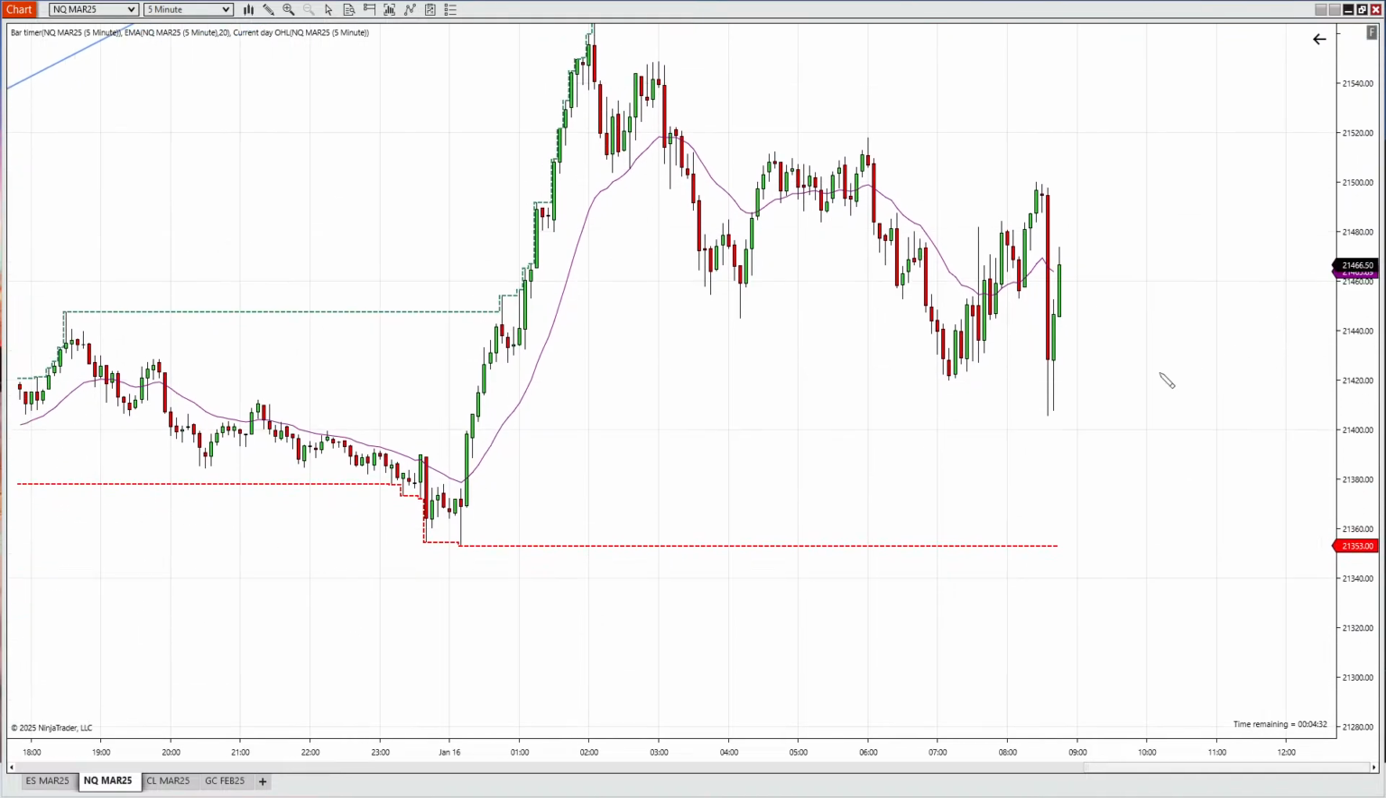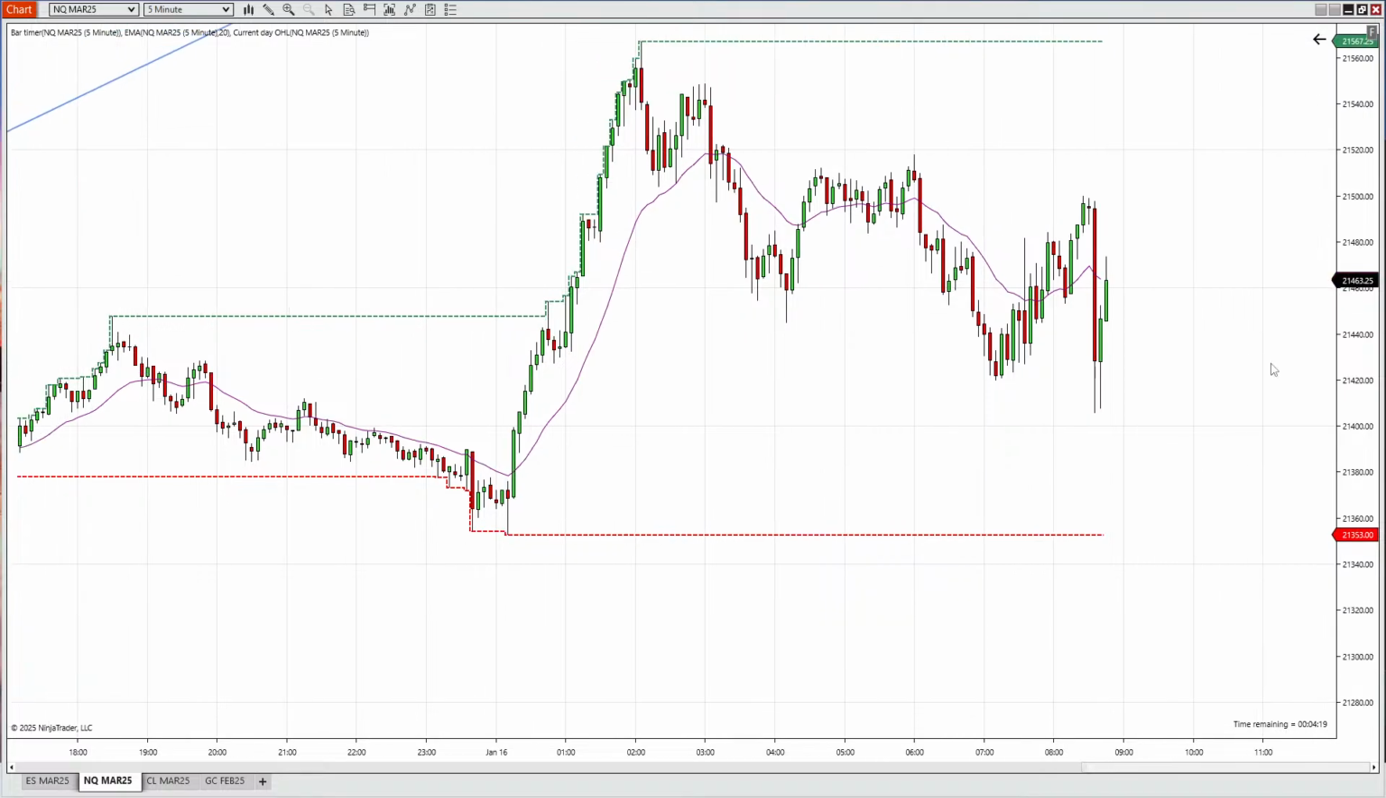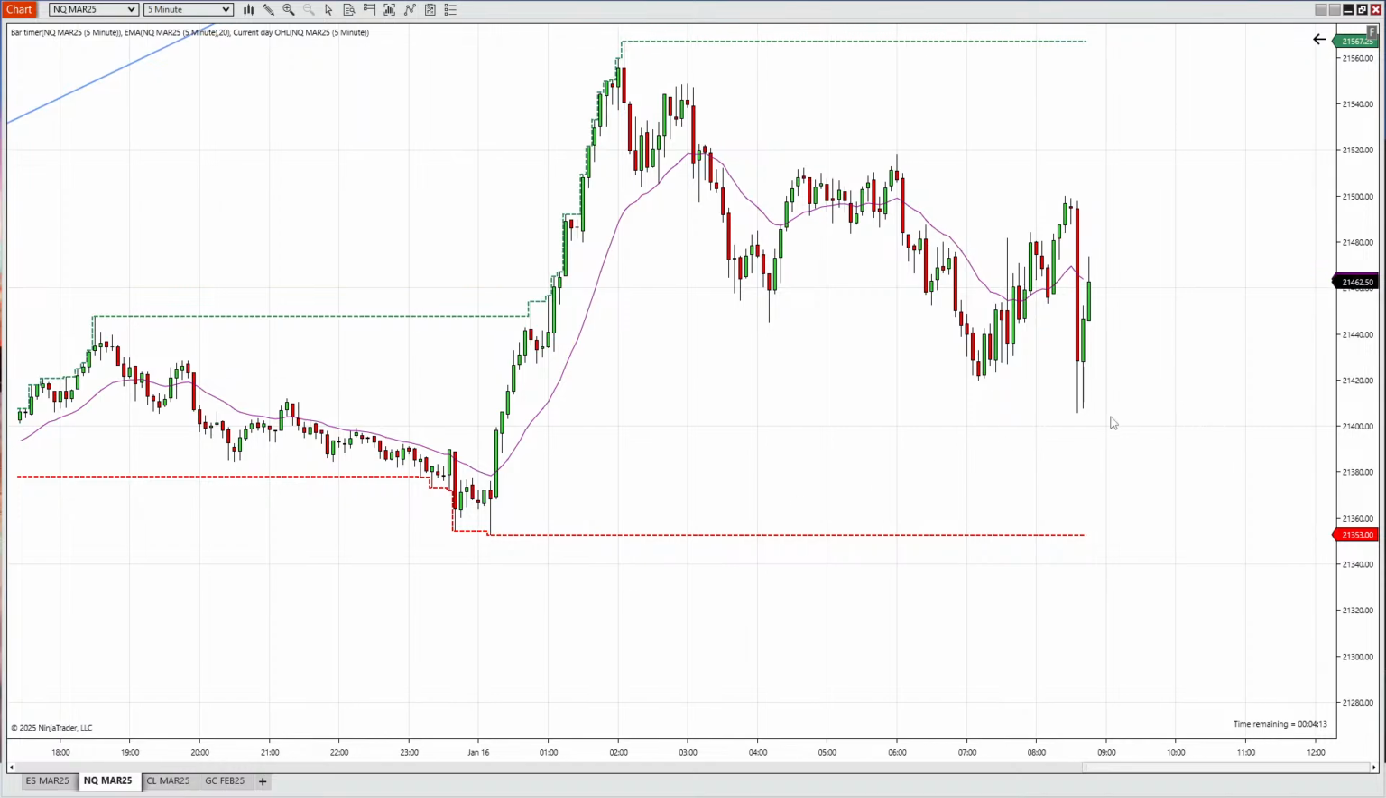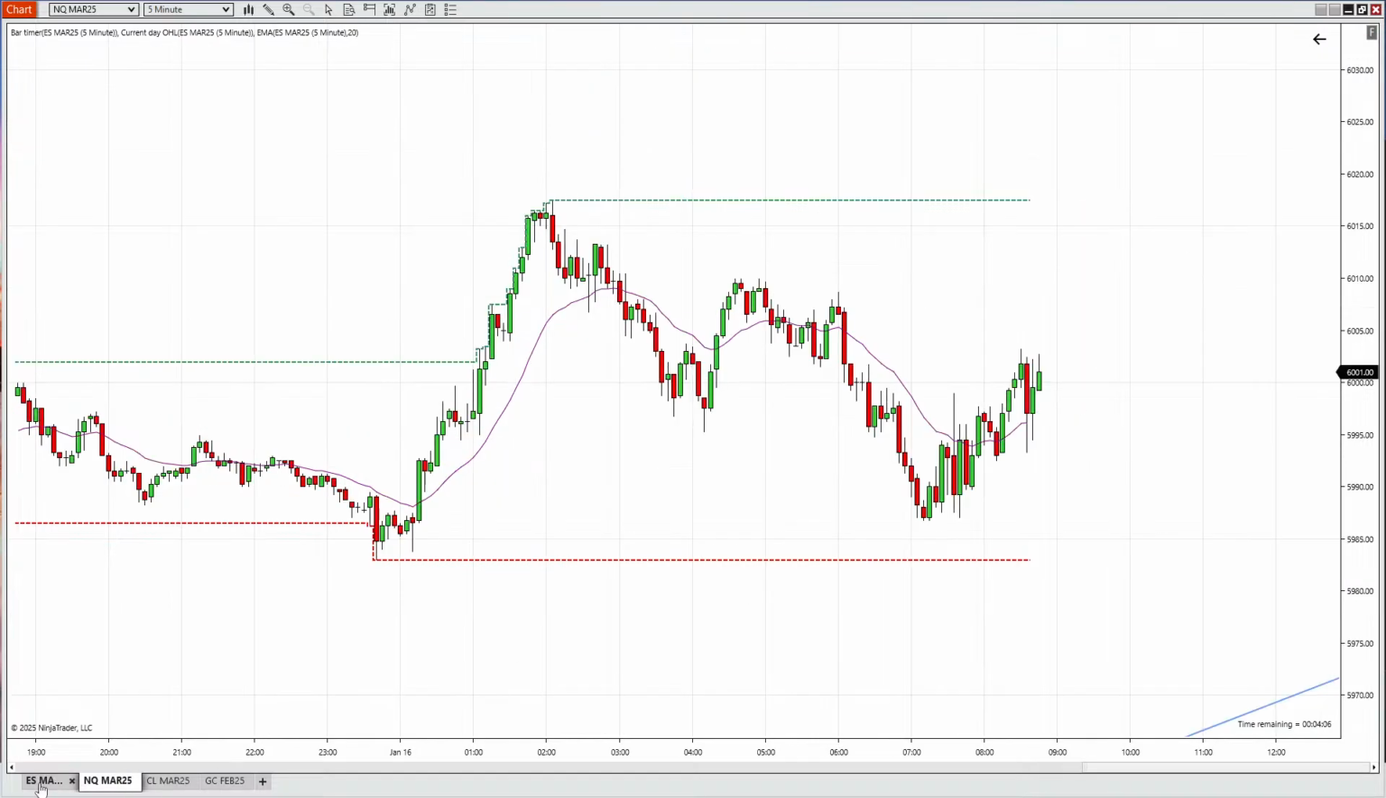Kind of sitting here talking maybe a little bit too much, but we have a nice little signal bar, being this bull bar here, 52 points of risk on it. If you did take that trade though, your profit target should be this high here. It should be your first profit target. Let's look right here real fast. Kind of the same thing.